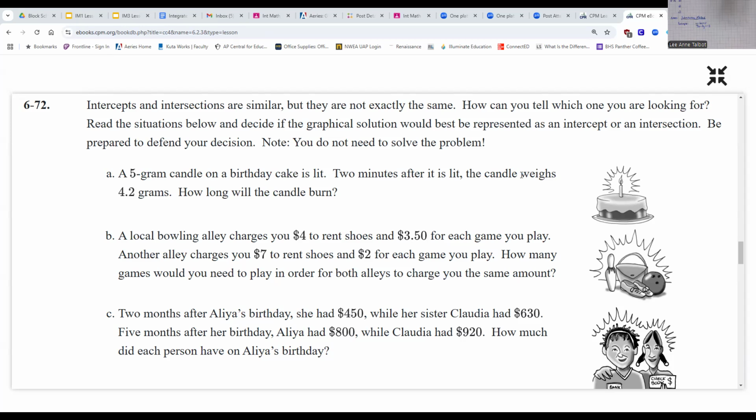Last one, B. 2 months after Aaliyah's birthday, she had $450 while her sister Claudia had $630. 5 months after her birthday, Aaliyah had $800.